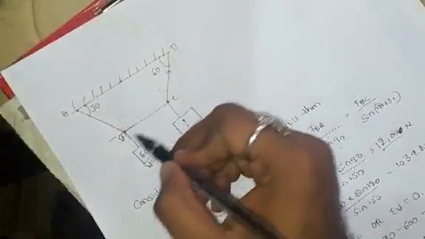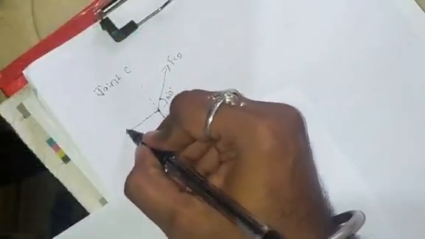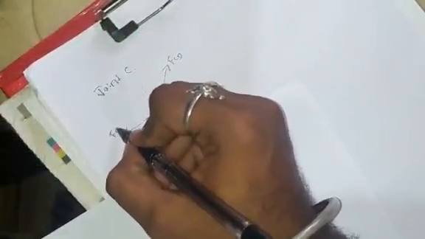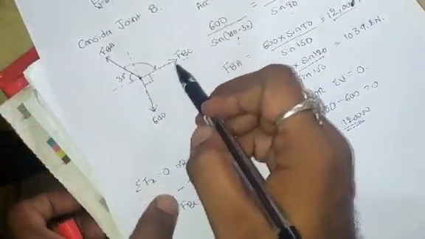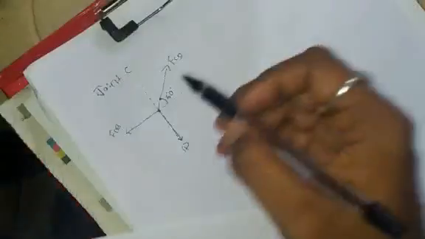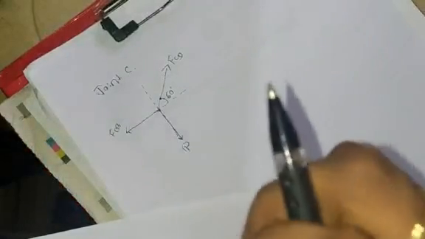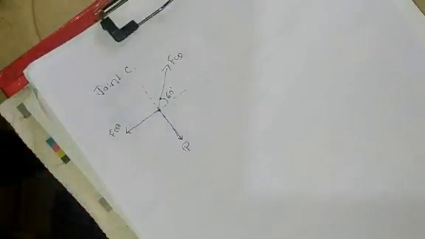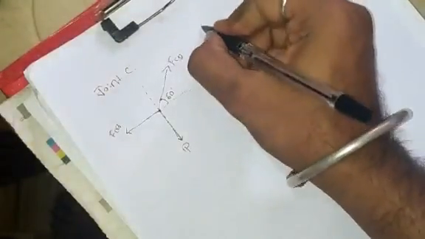Now FCB, a tension force. This is very important. Remember, when you considered joint B, you took FBC as tension only. So when you consider joint C, again consider FCB or FBC as tension only. Tension force means a force which is acting away from the joint. Again there are only 3 forces, so use summation Fx equal to 0, summation Fy equal to 0, or Lami's theorem. I will use Lami's theorem here.